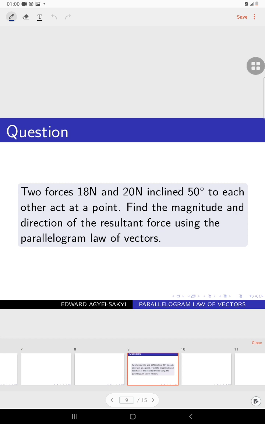to a continuation of parallelogram law of vectors. Now we are looking at a question on the parallelogram law of vectors. The question reads: two forces 80 newtons and 20 newtons incline at 50 degrees to each other at a point. Find the magnitude and direction of the resultant force using the parallelogram law of vectors. So here, the angle given is acute. 50 is less than 90.